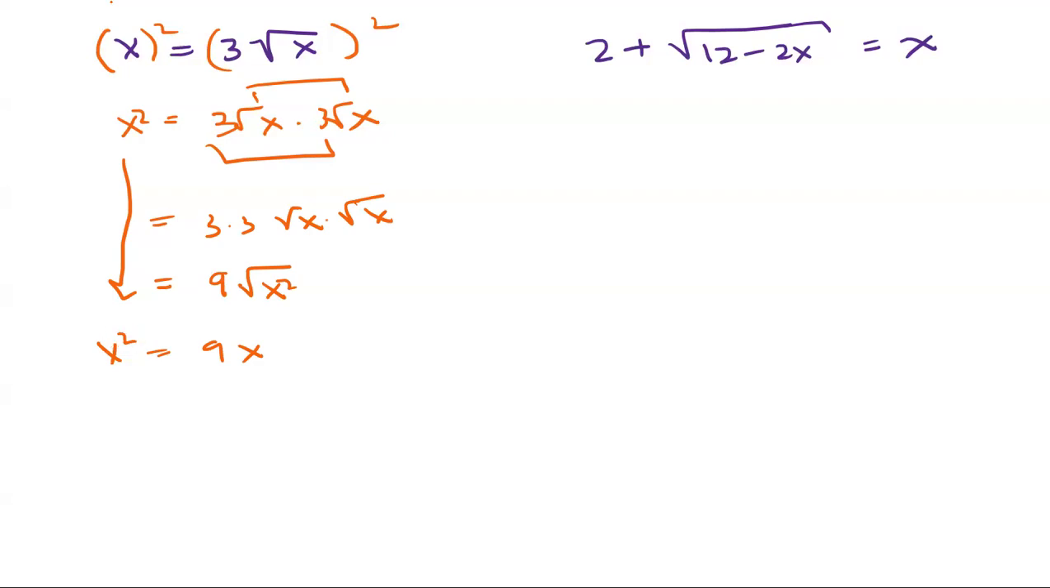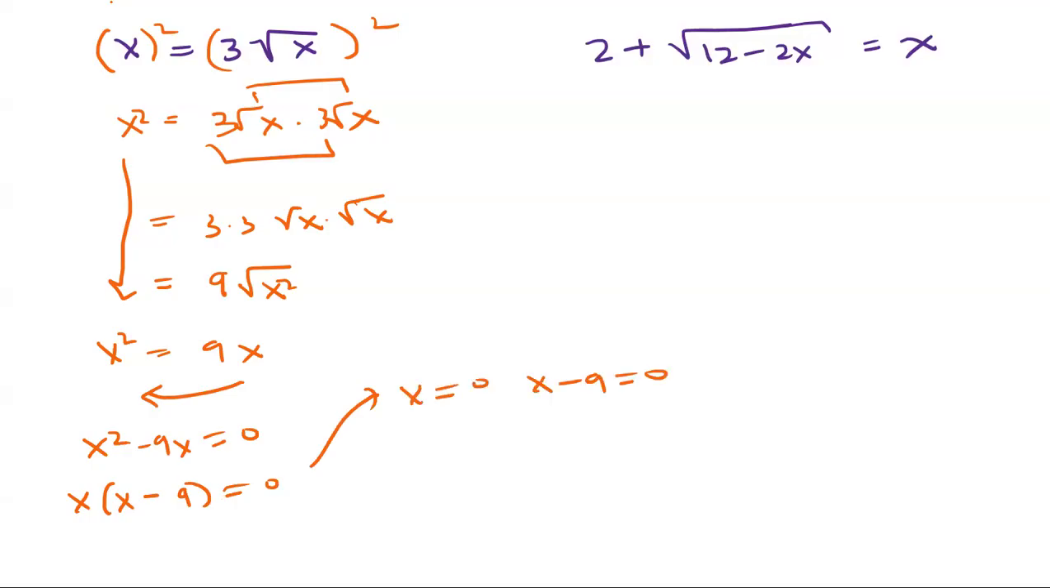So what I can do is I can just move the 9x to the left side, giving me x squared minus 9x equals 0. Okay? Now I can factor, because I have an x and x here, I can factor an x, leaving us with x times x minus 9 equals 0. Okay, so that's going to give us x equals 0, and x minus 9 equals 0, or in this case, x equals 9. So we'll have two solutions here.